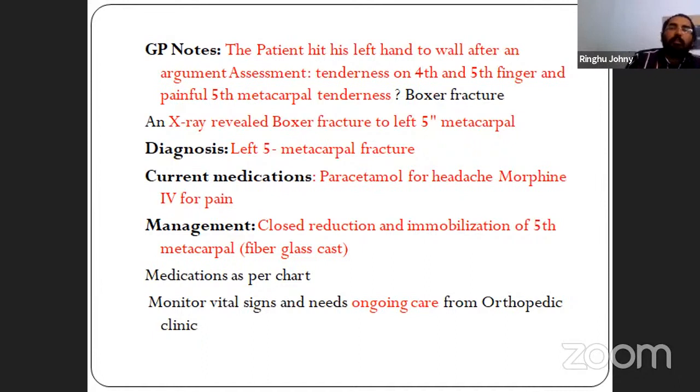Sometimes there may be a few errors, but I'm just providing examples of how we can write. So the fourth sentence will be about the medication, paracetamol for headache and morphine for pain. That's the medical management. Next thing, closed reduction and immobilization with a fiberglass cast. So how do we write?